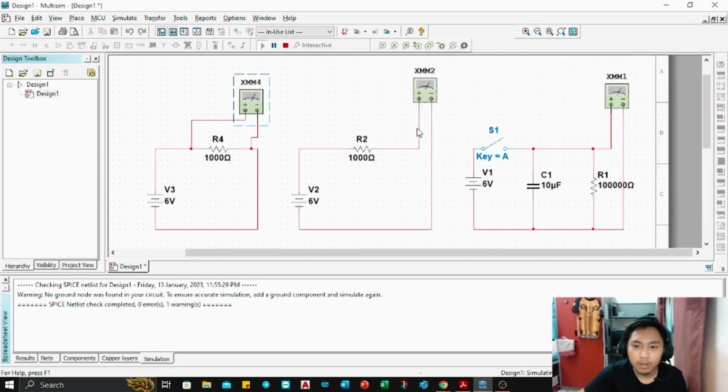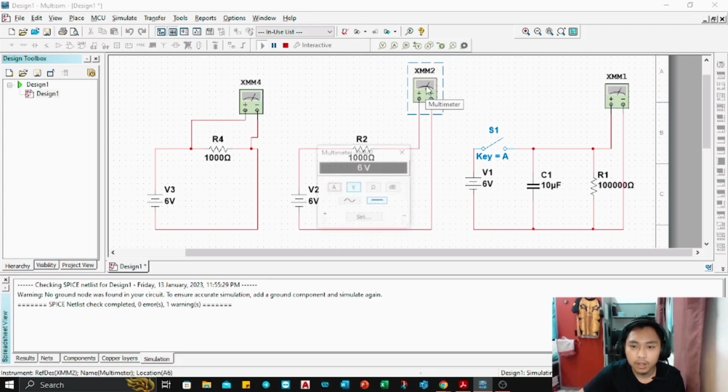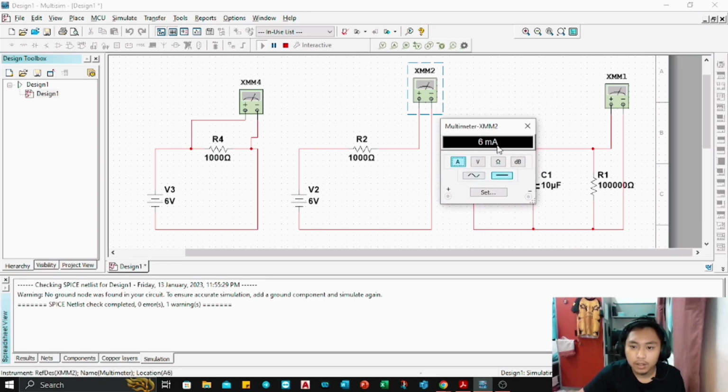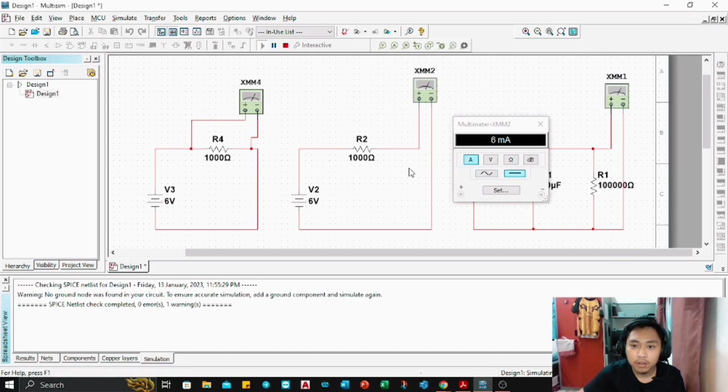And then I will show you how to measure a current across a resistance in a circuit by using a multimeter. Construct the circuit like this, set the multimeter to ampere, and then we see that the value of the current across the resistance is 6 milliampere. This is how we measure the current across a resistance by using a multimeter.